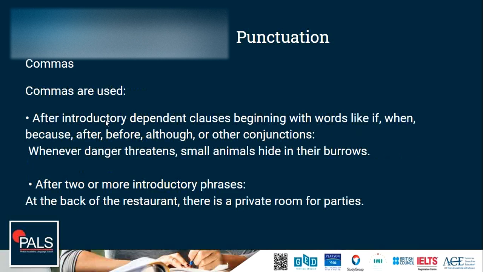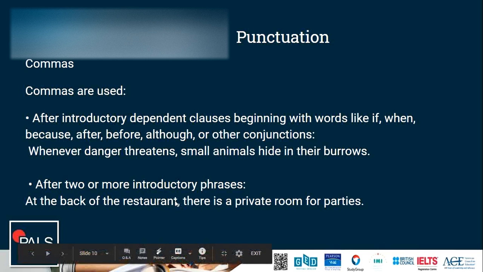Commas. Here are the specific rules for comma. A comma is found after introductory dependent clauses beginning with words like if, when. A dependent clause is a part of a sentence that cannot stand on its own. So if we start a sentence with a dependent clause, we put a comma before we start the independent clause. Also after two or more introductory phrases. So there, this one is an introductory phrase right there.